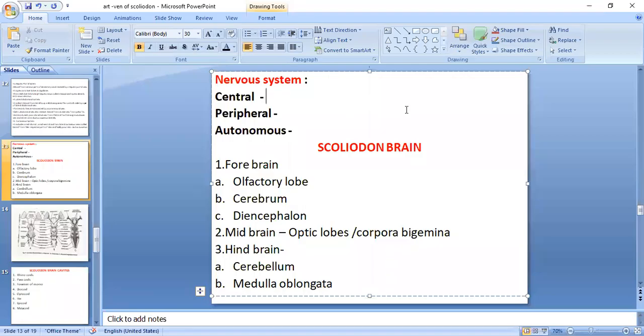Yeah, so the nervous system of vertebrates is generally divided into three parts: central nervous system, peripheral nervous system, and autonomous nervous system. The central nervous system includes the brain and spinal cord.